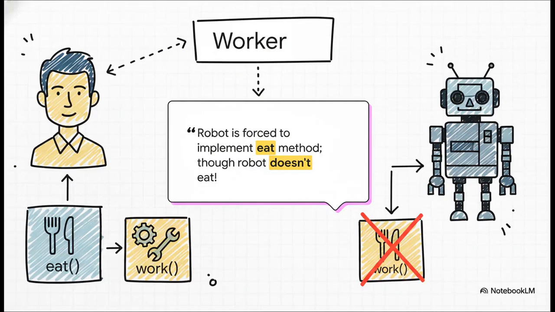And this quote nails the problem perfectly. Imagine you create a worker interface, and it has methods like work and eat. Seems fine for a human worker class, right? But then you create a robot worker class. Now you're forced to implement the eat method, but a robot doesn't eat. That's a huge red flag that your interface is doing too much. You should have split it up.